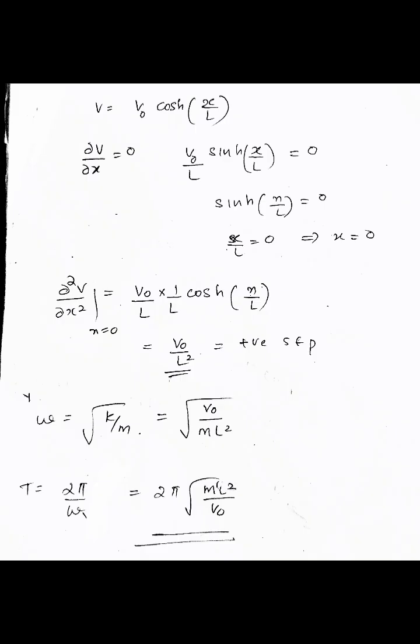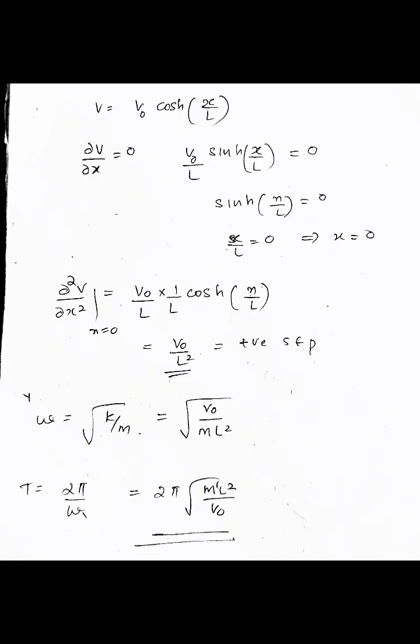The next question is: the time period of a particle of mass m undergoing small oscillation around x is equal to 0, and the potential V is equal to V naught cosh x by L, is dash. Here V is equal to V naught cosh x by L, then dou V by dou x is equal to 0, that is V naught by L into sinh x by L is equal to 0, that is sinh x by L is equal to 0, that is x by L is equal to 0, that is x is equal to 0.